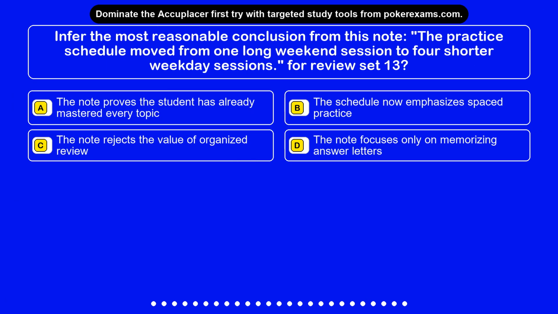Question 14. Infer the most reasonable conclusion from this note. The practice schedule moved from 1 long weekend session to 4 shorter weekday sessions. For review set 13. Option A.